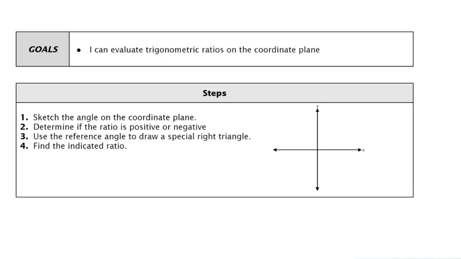So our goal, or the steps we're going to use: we're going to sketch our angle on the coordinate plane. We're then going to determine if the ratio is positive or negative using what we learned in the previous section. And then we're going to use a reference angle to draw special right triangles and then find our ratio.